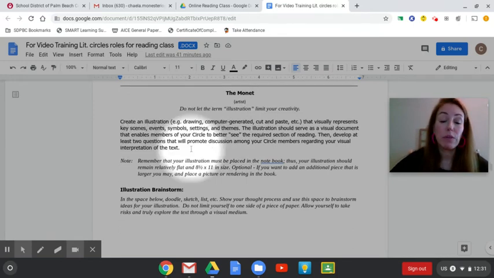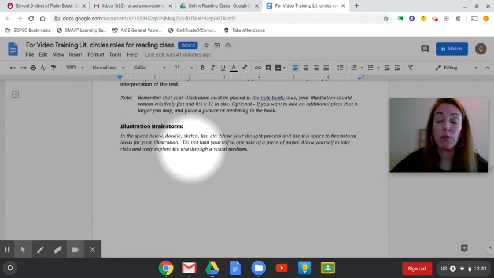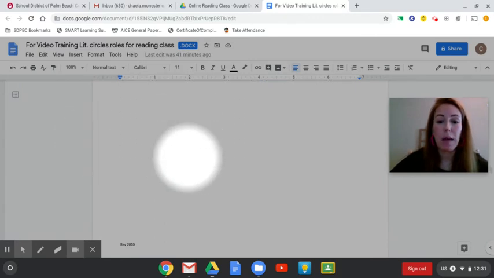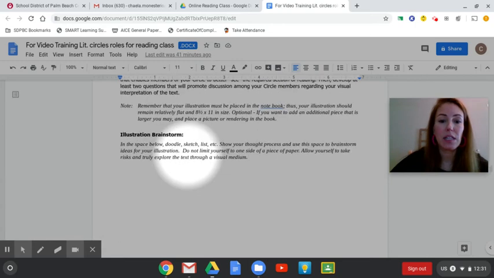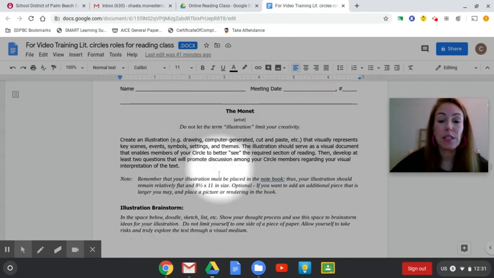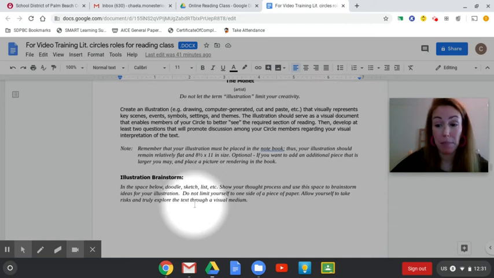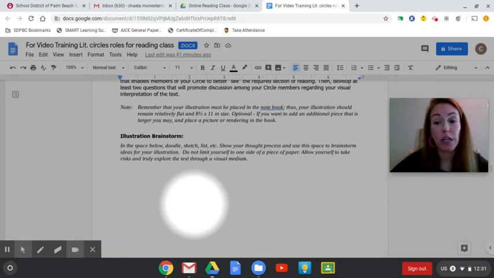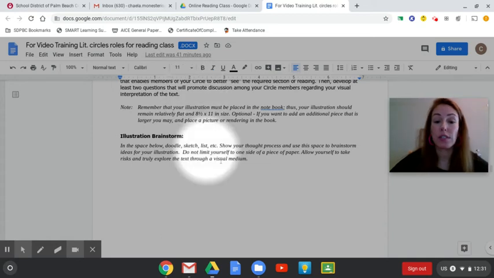Okay, when you are done with reading that section of the novel for your lit circle, you are going to use this sheet of paper as your scrap paper. So you're going to be getting a sheet of paper that looks like this, and you're going to be using this front page as your scrap paper. In the end, you will have to have a final copy of your drawing. You cannot use just this scrap paper.